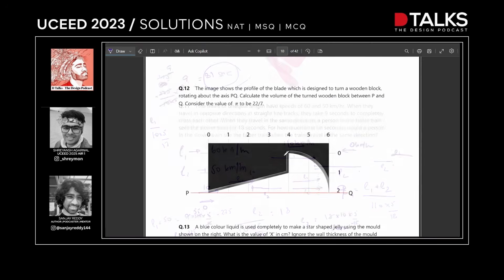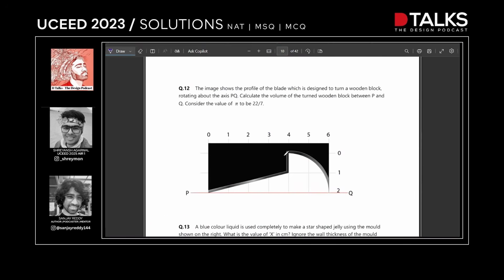Yes, 81. The image shows the profile of the blade, which is designed to turn a wooden block, rotating about the axis PQ. Calculate the volume of the turned wooden block between P and Q. Consider the value of pi to be 22 by 7. Pretty straightforward question.